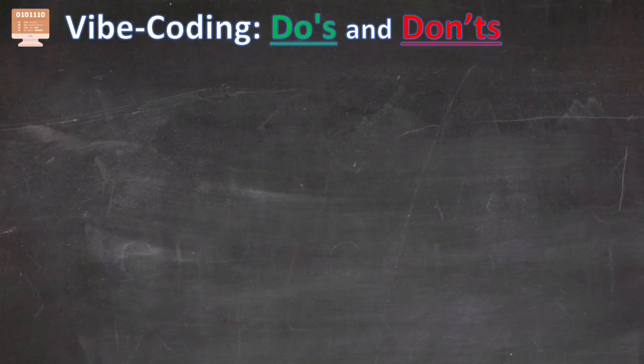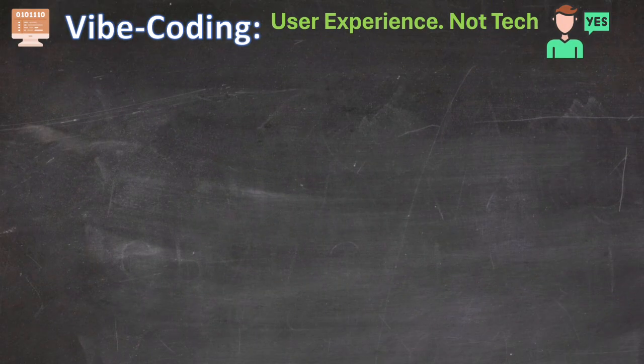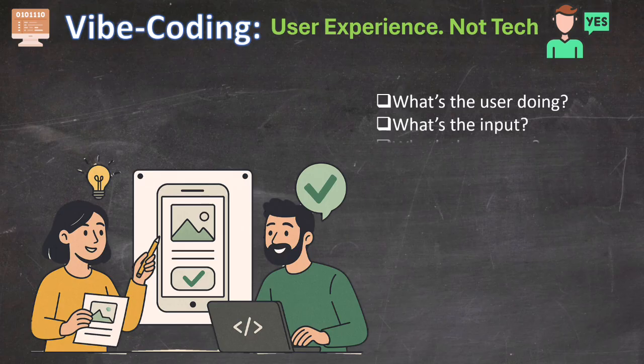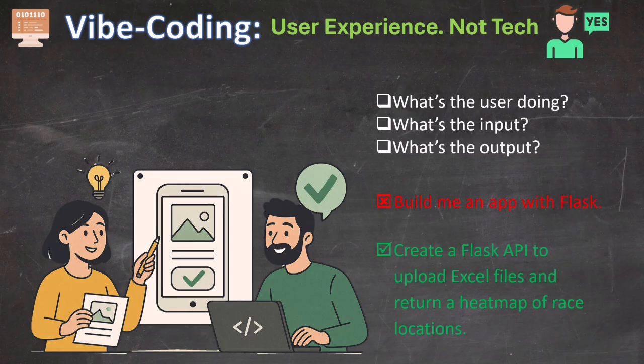Let's kick things off with our first do. Start with the user experience, not the technology. Before you write a single prompt, get clear on the user experience. What's the user doing? What's the input? What's the output? Vibe coding works best when the AI understands your intention. So don't say, "Build me an app with Flask." Instead, say something like, "Create a Flask API that accepts an Excel file of races and returns an SVG heat map of race locations." That's vibe coding that vibes.